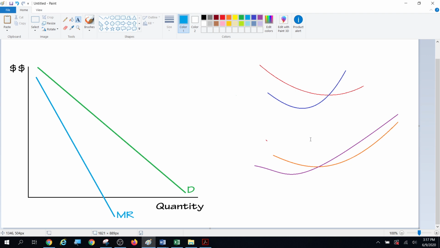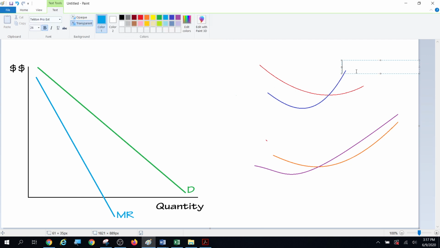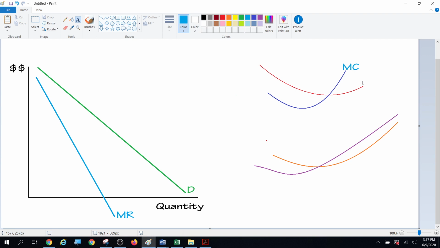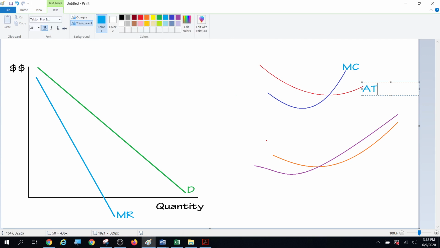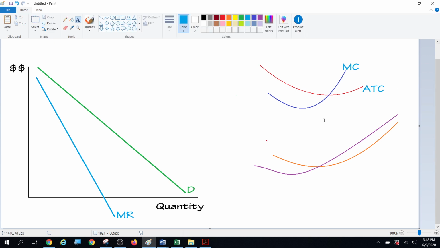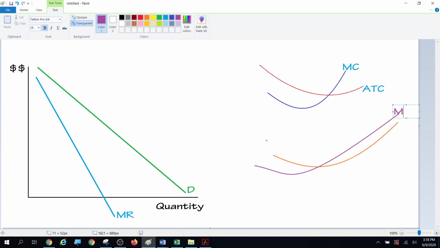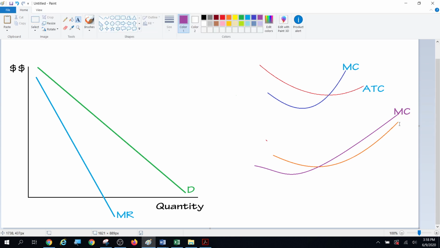Now this is going to be the ATC, and we're going to label this one right here. This is going to be the marginal cost curve that we're considering, and this right here is going to be the ATC for a particular firm. I'm going to keep going and you'll see what I'm leading up to. Now we're going to change the color so that we have another way of doing it. Here we have a different marginal cost curve and a different ATC.